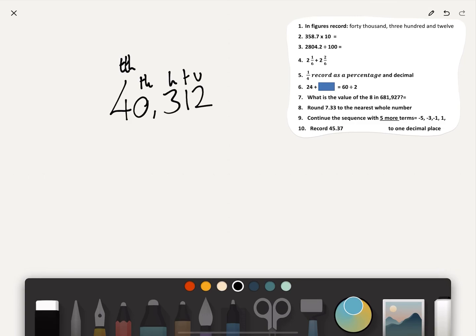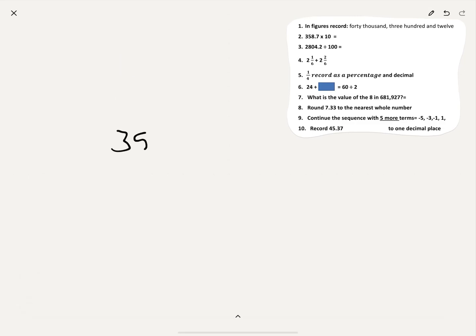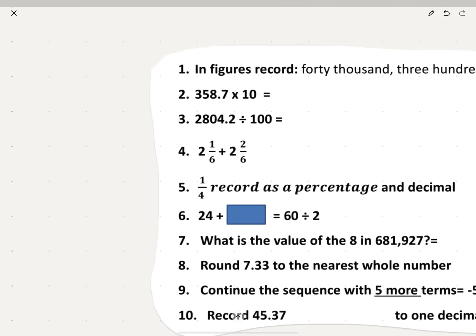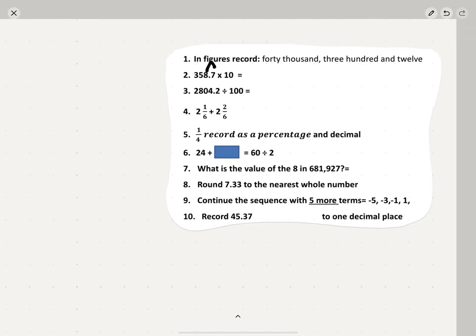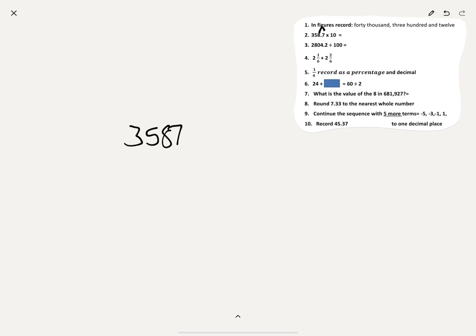358.7 times 10. I'm not going to bother writing any working for that one. It's 3, 5, 8, 7. Everything's moving one place value column to the right, and I can do that without writing anything. So obviously the tenths becomes the units, and then work from there.